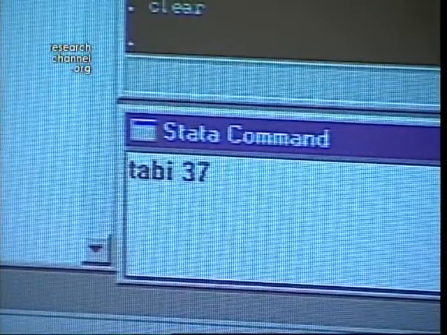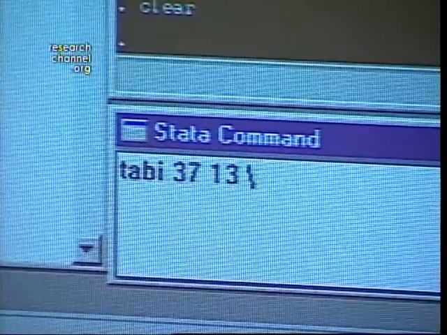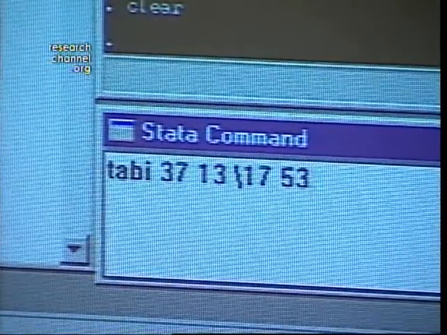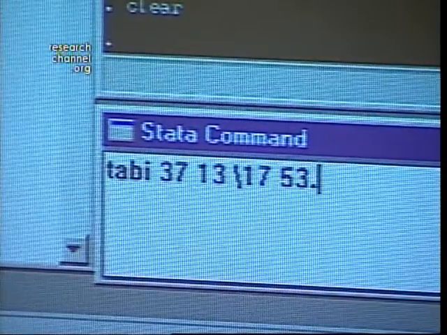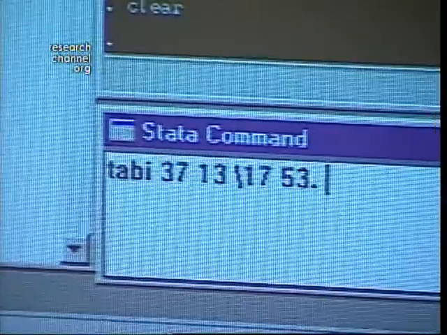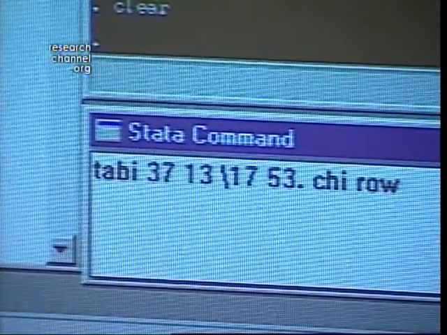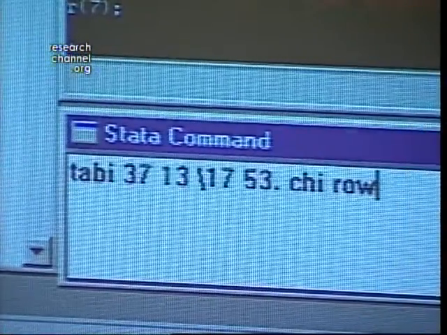37. B was 13. Then I'm going to indicate I'm going on to the next row with a backslash, 17 and 53. So using the tab I command, it'll give me the 2x2. I'm going to put a comma there and indicate that I would like the chi-square statistic, and I'd also like it to show me some row percentages. So I'd made a mistake.